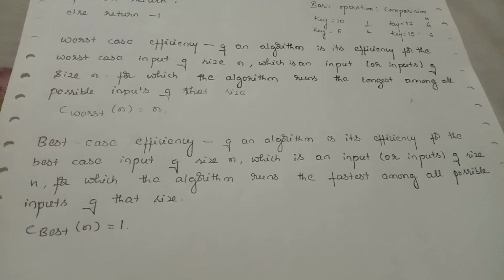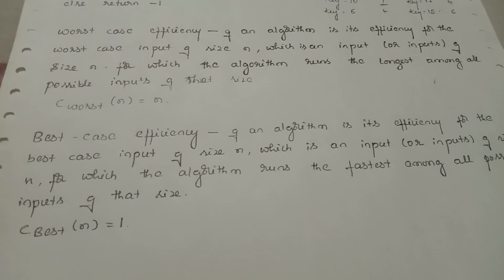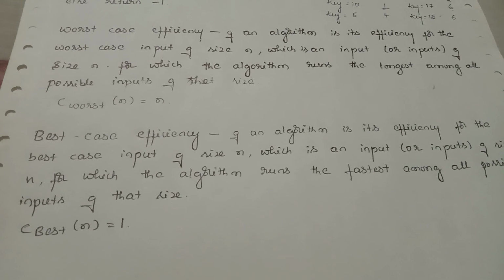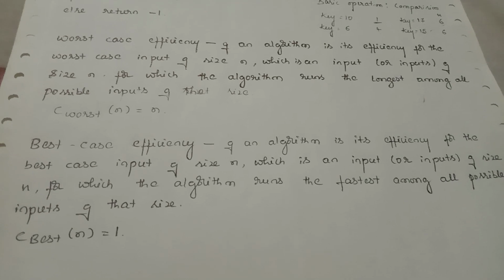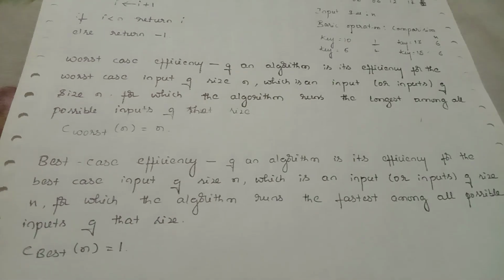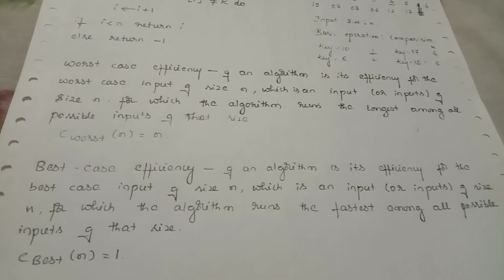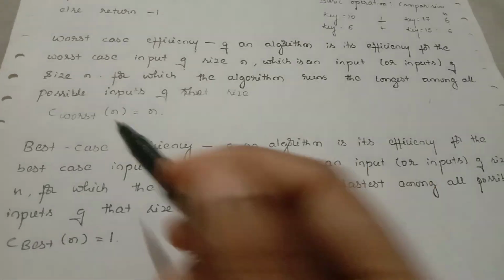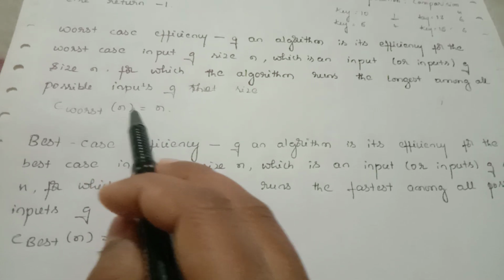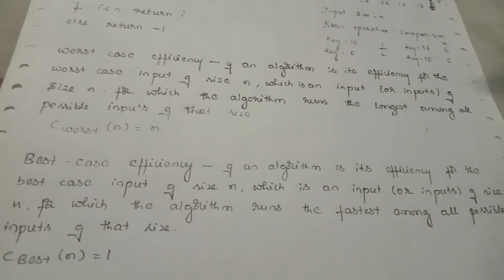So let us see the definitions here. The worst case efficiency of an algorithm is its efficiency for the worst case input of size n, which is an input or inputs of size n for which the algorithm runs the longest among all possible inputs of that size. So if the key is in the last position or the given key element is not present at all, that is the worst case. You can see here C worst of n, where n is the number of inputs, that is equal to n.